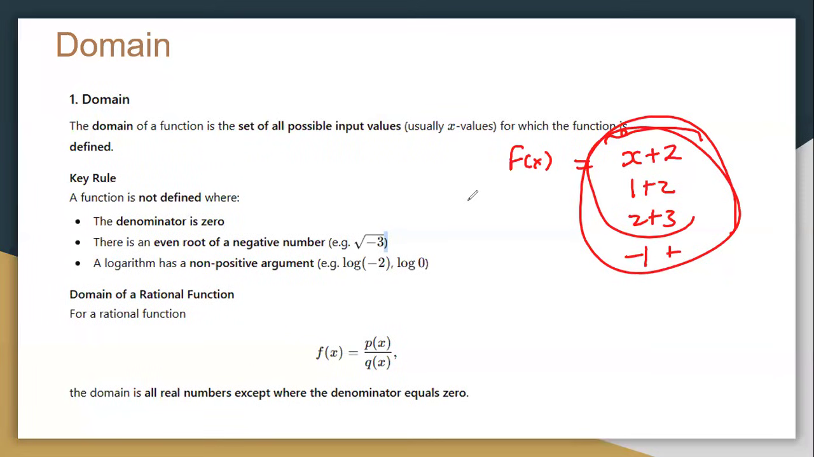So when you are stating such a domain, you will say x is contained in the set of real numbers. Real numbers, we refer to rational numbers, integers, whole numbers. Those are what we call real numbers. So any number you put in will make the function work. That's what we call the domain. So this is for linear functions.